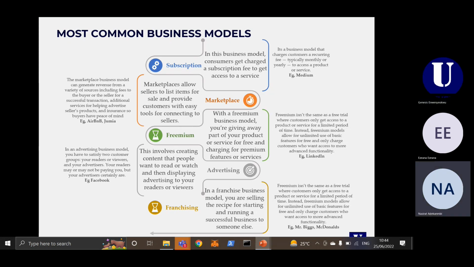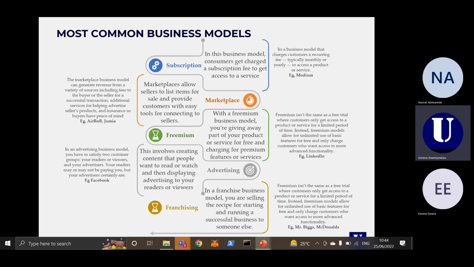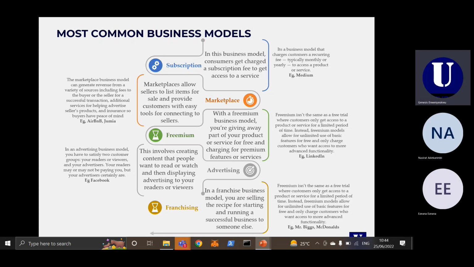What about Facebook Marketplace? Is it also? Yes, Facebook Marketplace as well, bringing buyers and sellers together. They have nothing to do with who the buyer is. All they have to do is ensure that the buyer is someone trustworthy. Another one is Airbnb. Airbnb does not have any house.